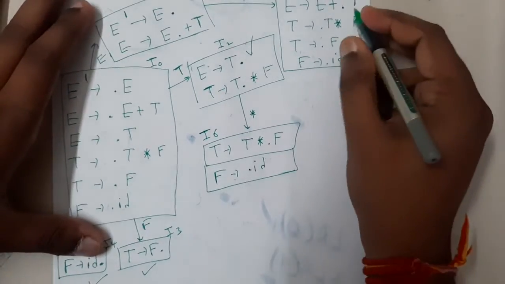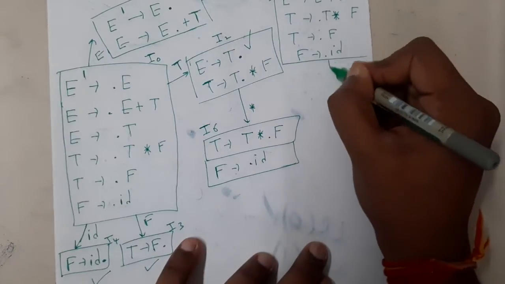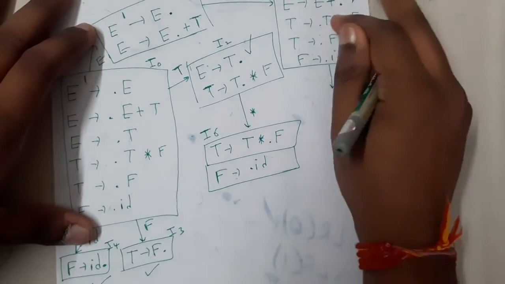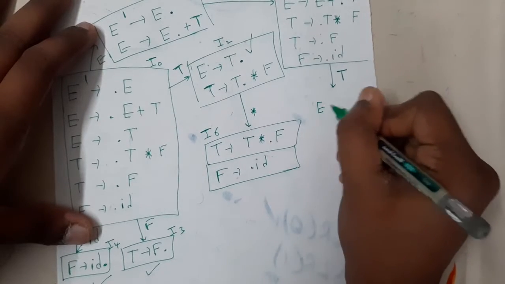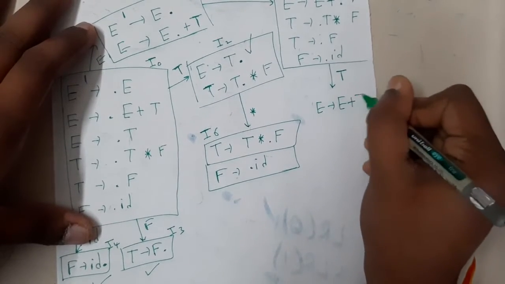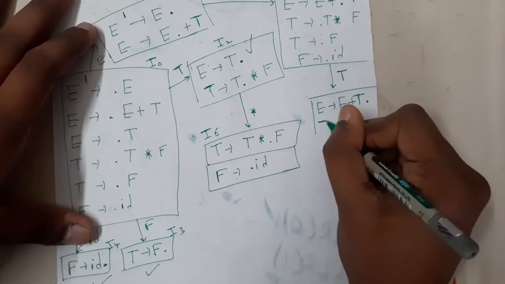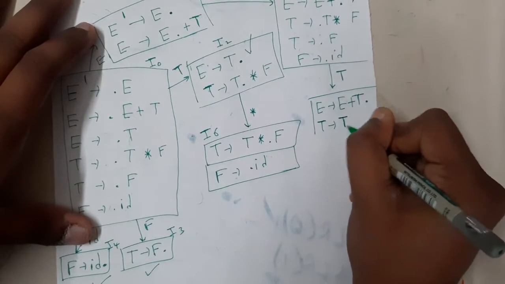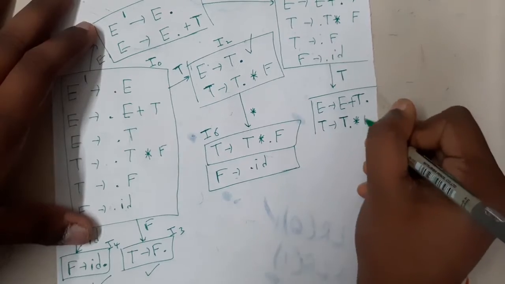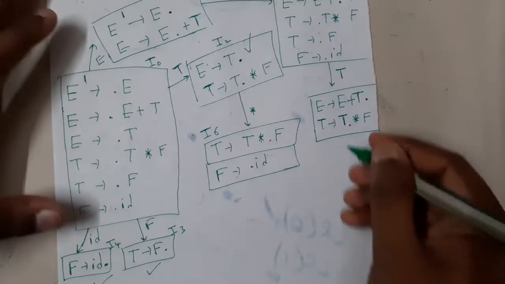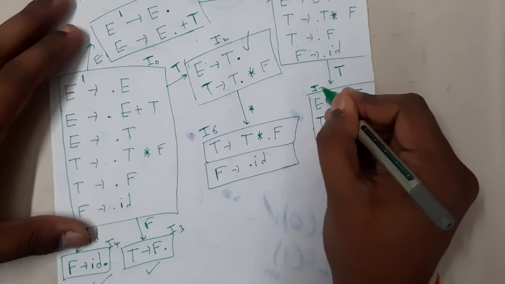Now from here I can generate that T. To be clear, that T is not a repeated one because it is coming for the first time. With the T I have 2 options here again: E implies E plus T dot, so this particular item is done, but the next item is still continuing. Again there is a clash here. In this question there are many clashes. So this is I7, I think.